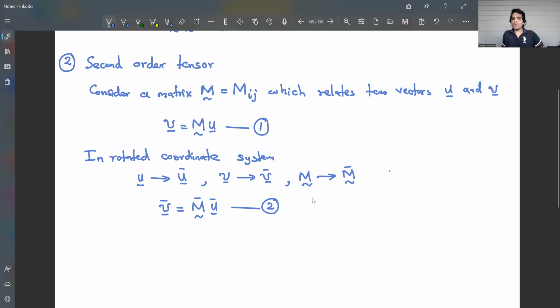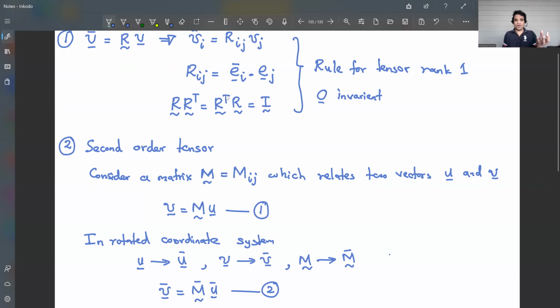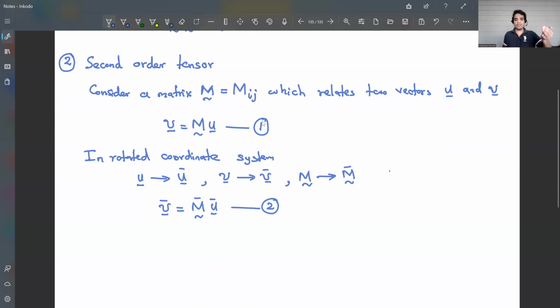So now what I am going to do, I'm going to find the relationship between M and M bar. Then I can find the transformation rule. But the previous transformation rule was only for the vector. Now I'm going to find the transformation rule for the tensor, that means matrix.